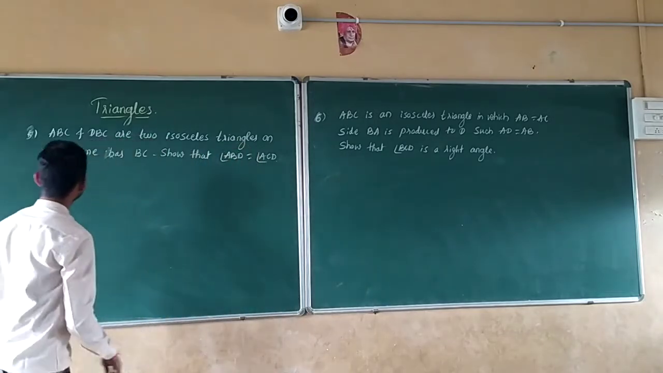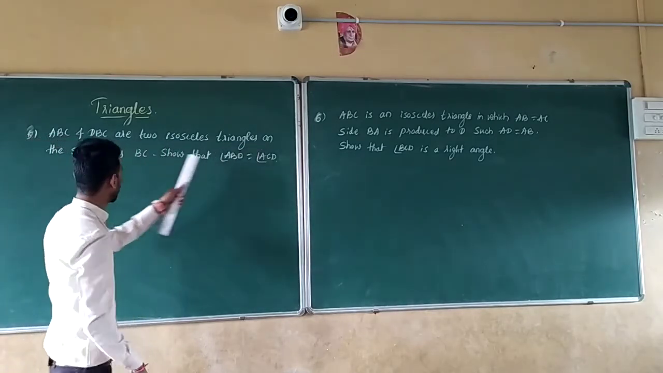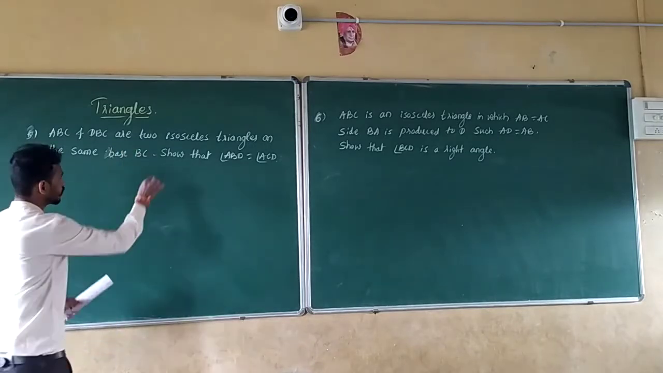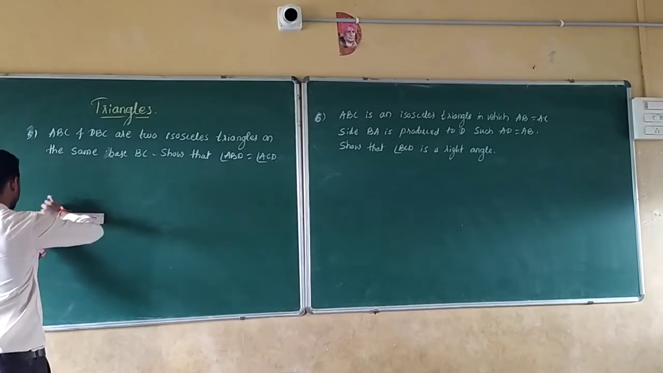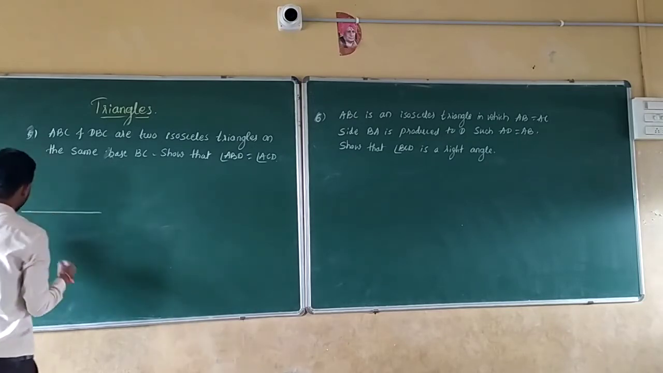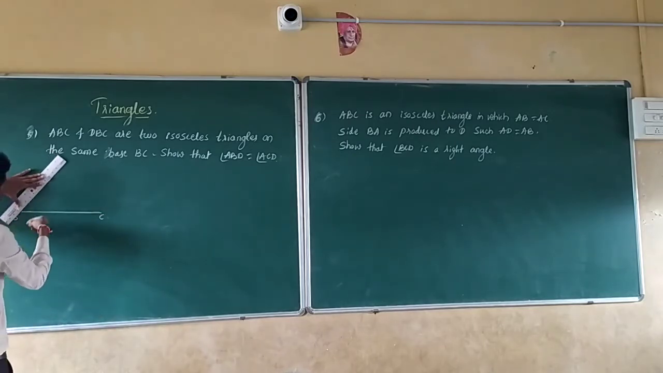ABC and DBC are two isosceles triangles on the same base BC. So here, this is the base BC. So now ABC.